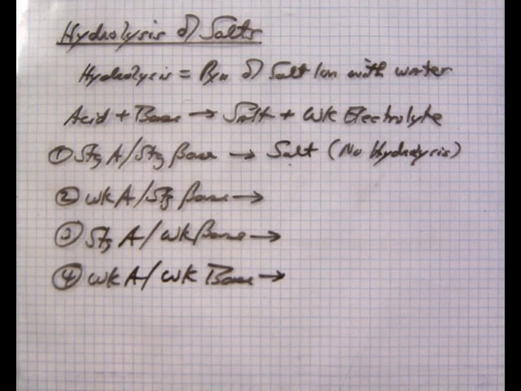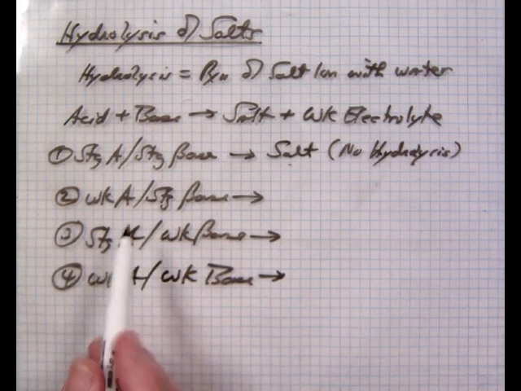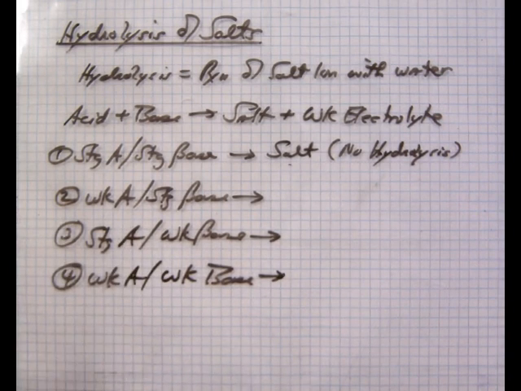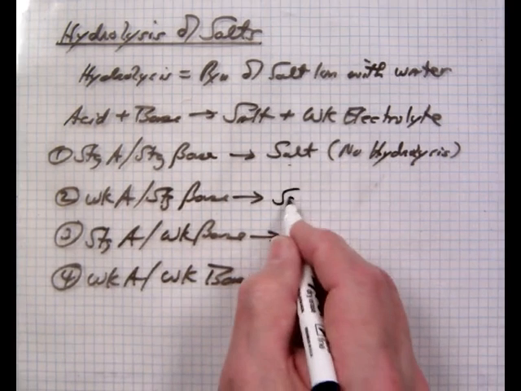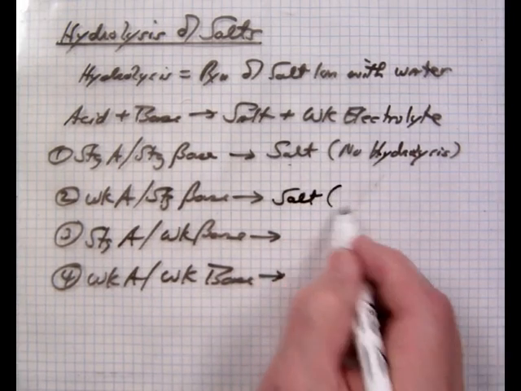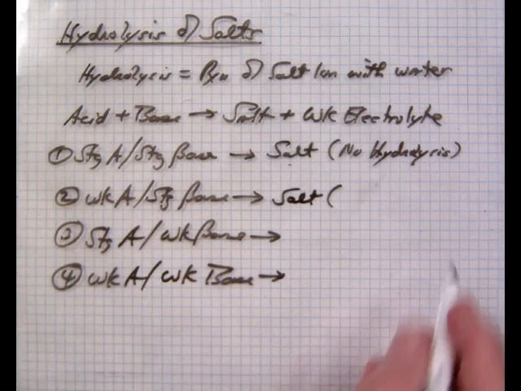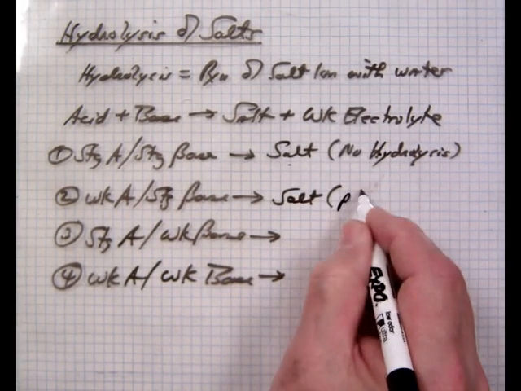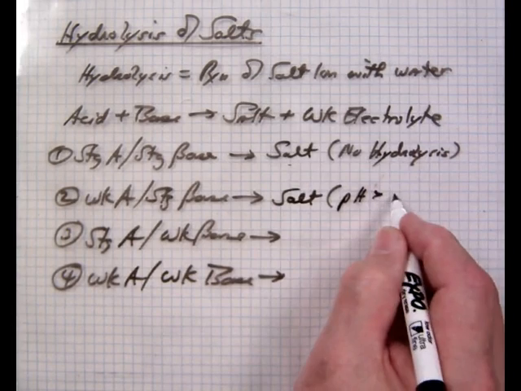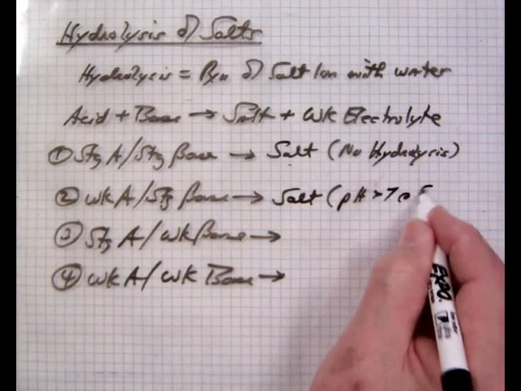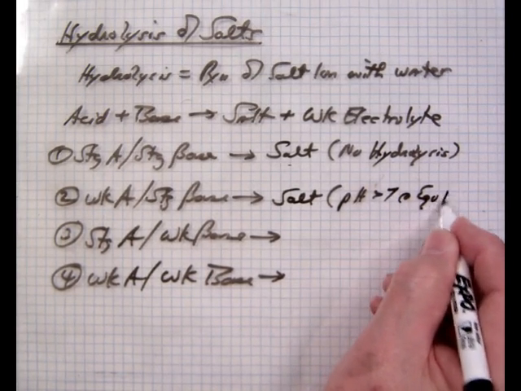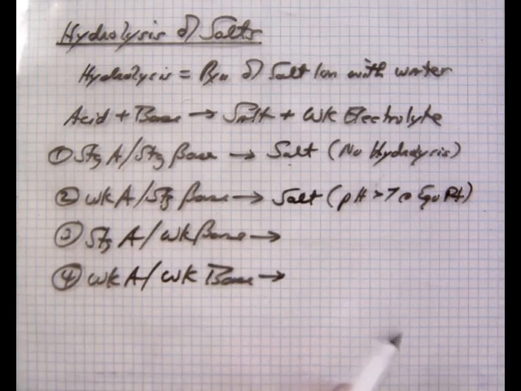But if you have a weak acid reacting with a strong base, it will give you a salt whose anion will react with water, forming a weak acid and an excess of hydroxide. So this gives you a pH greater than 7 at equivalence point. We'll work a problem or two as we go through this. I'll try to find some exact examples.